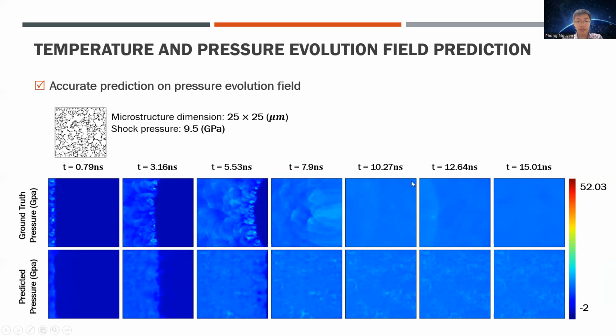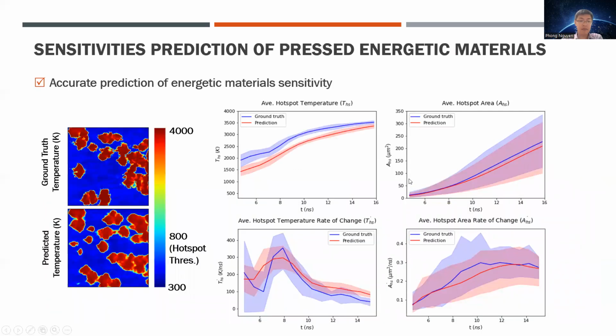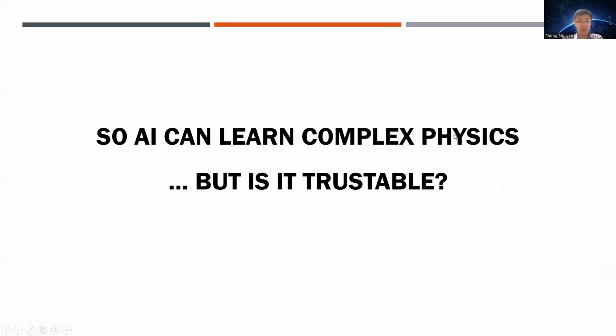Further quantitatively evaluating the model, we can see that the sensitivity metrics predicted by the deep learning model, including the hotspot temperature, the hotspot area, which is the area with temperature higher than 800 kelvins, the average hotspot temperature, and the total hotspot area, as well as their derivatives over time, are all in agreement with the ground truth derived from direct numerical simulation. So our model can predict the complex physics very well, but is the prediction trustable?